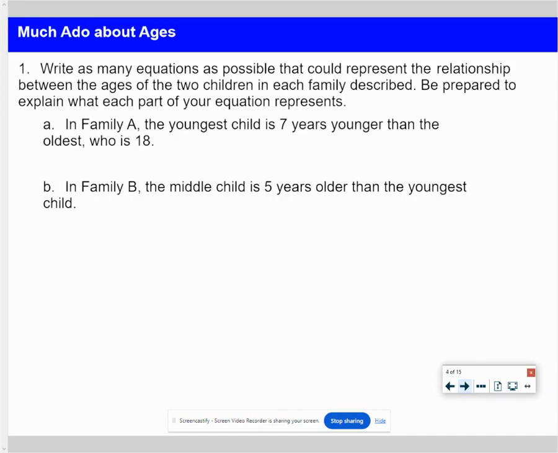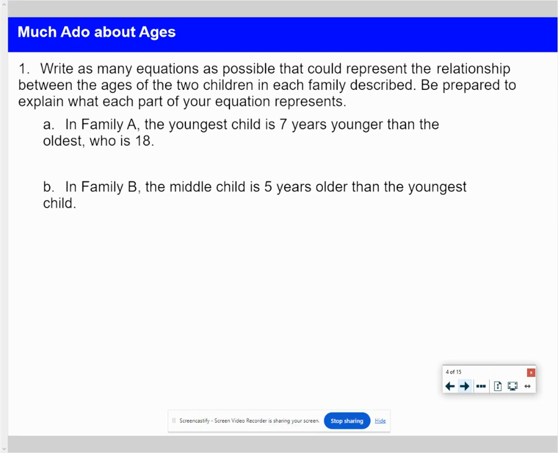All right, on that same page, "Much Ado About Ages," we have this. It says, write as many equations as possible that could represent the relationship between the ages of 2 children in each family described. Be prepared to explain what each part of your equation represents. So in family A, the youngest child is 7 years younger than the oldest, who is 18.